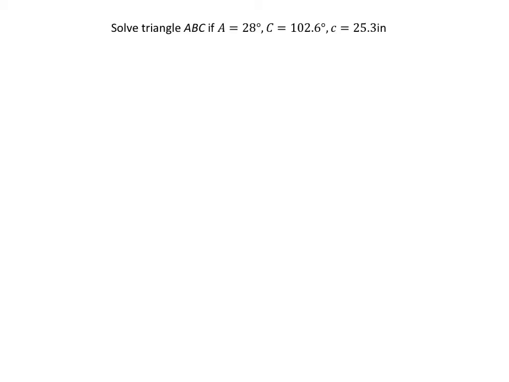Okay, so let's try an example. We have triangle ABC. Angle A is 28 degrees, angle C is 102.6, side c is 25.3. The first thing that you need to do is to sketch this triangle. It doesn't have to be perfect.